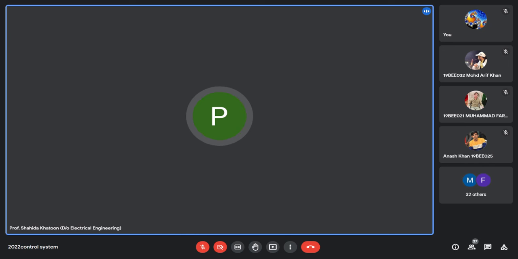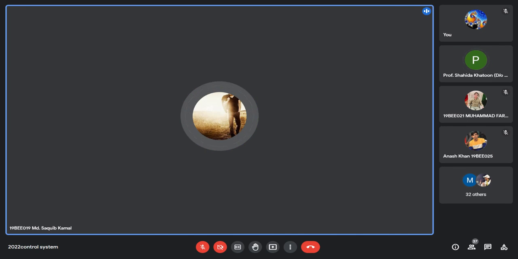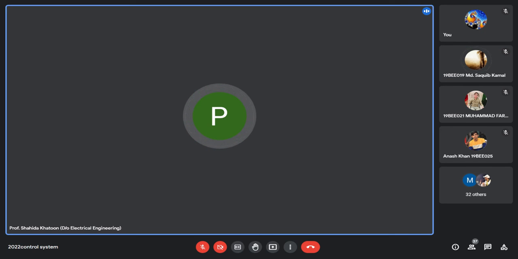Time response of a second order system. These are the numerical examples. A second order system is described by a denominator of second order. So s square plus as plus b will generate a second order system.